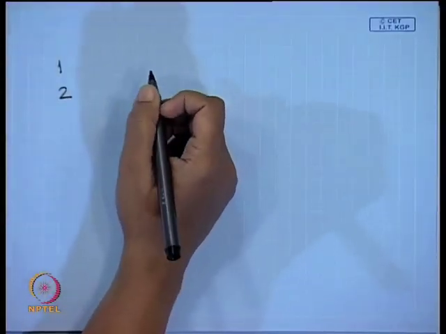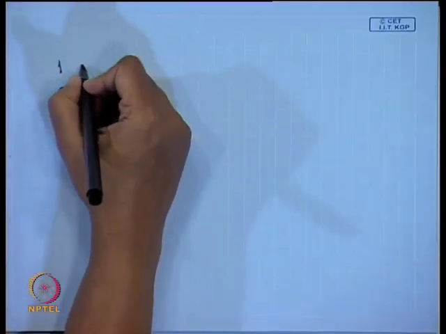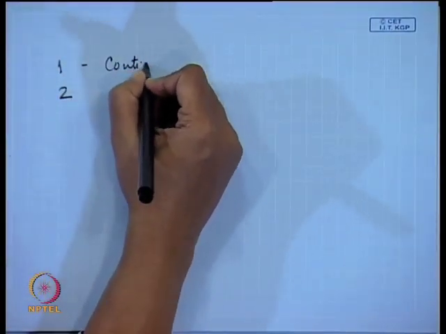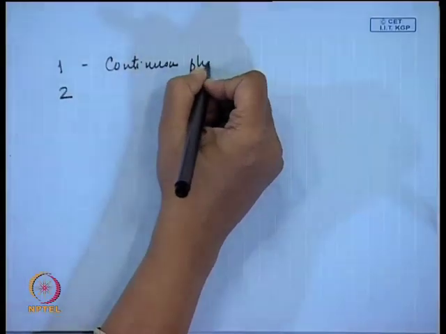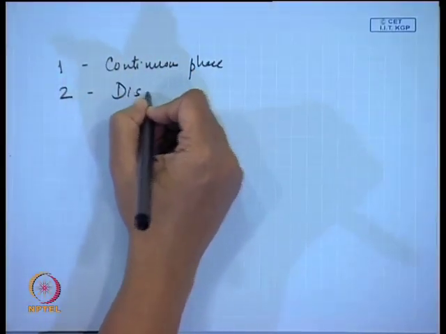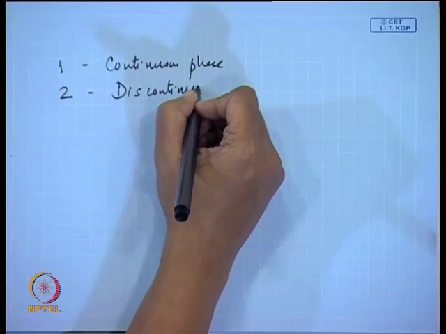Now, since we are having two phases, the first thing to specify is which phase is going to be 1 and which phase is going to be 2. Okay, that is the first thing, and after that we will be specifying the other things. Now, usually, suppose we are having two phases, phase 1 and phase 2, then normally we say that phase 1 is the continuous phase and phase 2 is the discontinuous phase.